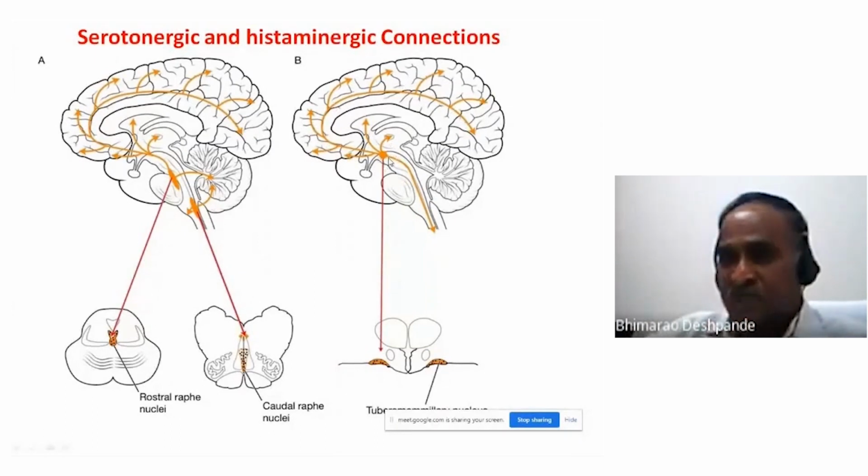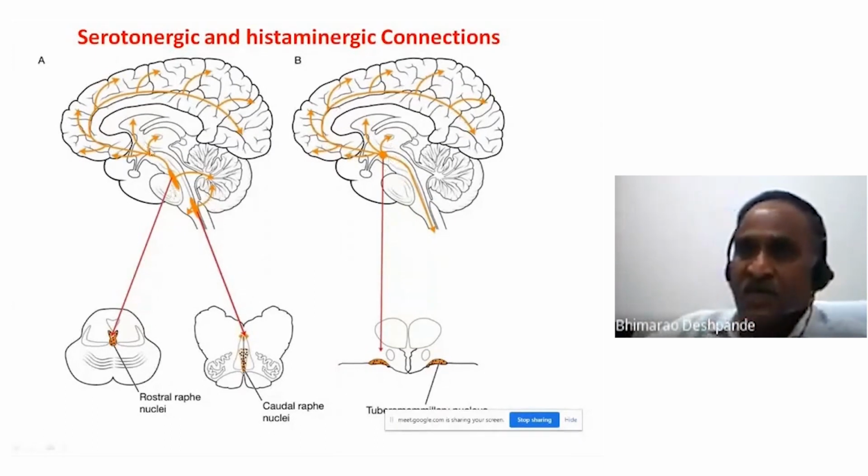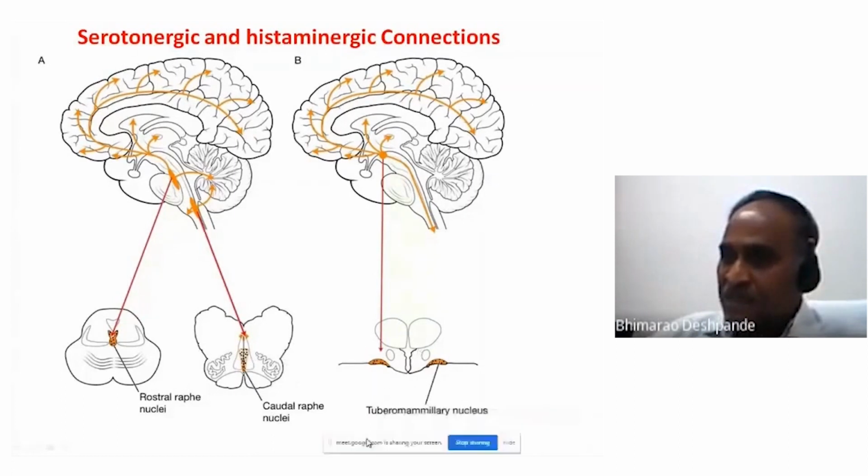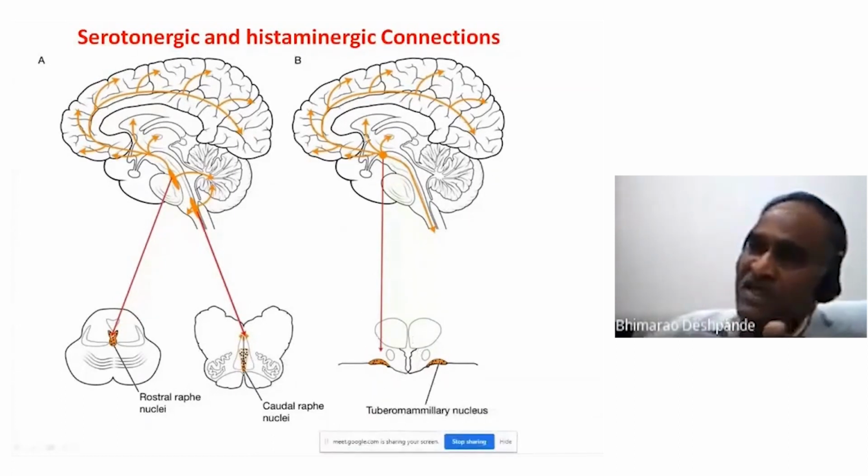This is for histamine, and this is for serotonin that is coming from the raphe nucleus. This is coming from the tegmentum to the tuberomammillary area of the hypothalamus or around the hypothalamus.